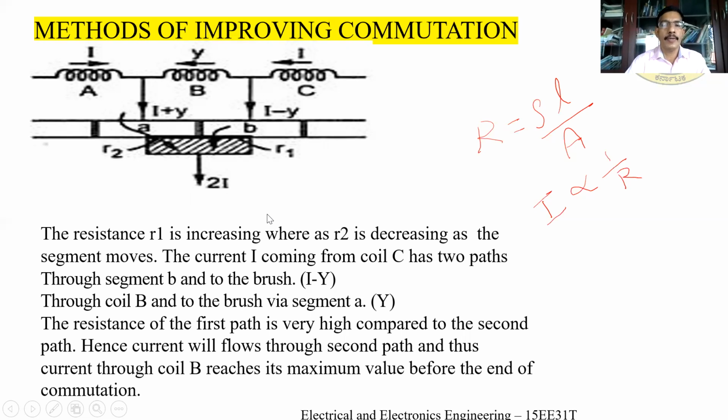The current I coming from the coil C has to pass through segment B and to the brush, or through coil B and to the brush via segment A. The resistance of the first path is very high compared to the second path. Hence, current will flow through the second path, and thus current through coil B reaches its maximum value before the end of the commutation.